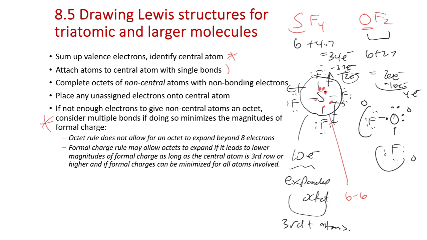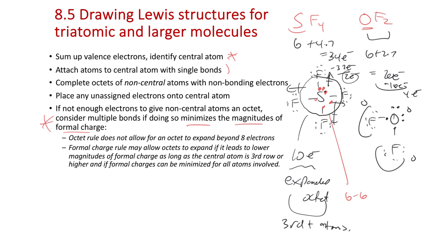So let's look at this rule here. If there are not enough electrons to give the non-central atoms an octet, so if our central atom is deficient of an octet and doesn't quite have 8 electrons, then I might want to consider multiple bonds, making a double bond or triple bond between the non-central atoms and the central atom. But what I want to do is minimize magnitudes of formal charge in doing so. I'll show some examples on the next slide of what it would mean to minimize versus maximize formal charges. In other words, I want a central atom that has a charge to pull the bond in so that we can lower the magnitudes of those formal charges.